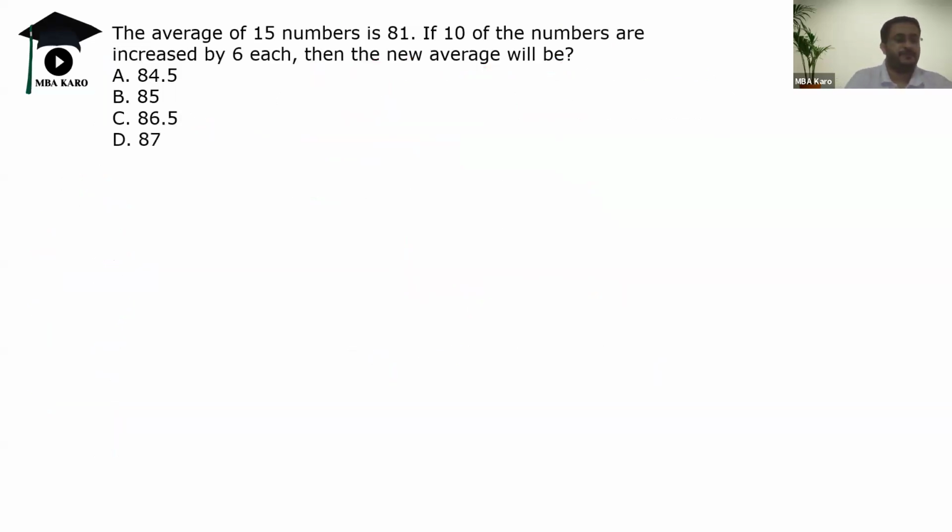The average of 15 numbers is 81. If 10 of the numbers are increased by 6 each, what will be the new average? Easy question, but we will understand the concept behind it. It's a fairly simple question, and we will learn the logic behind it so that you solve questions that way, and no matter the questions, if they are lengthy also, you will be able to solve them fast.